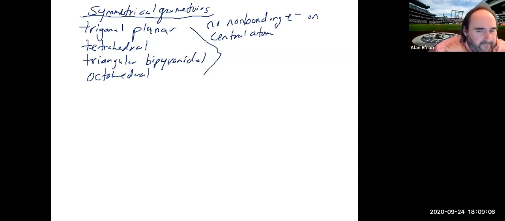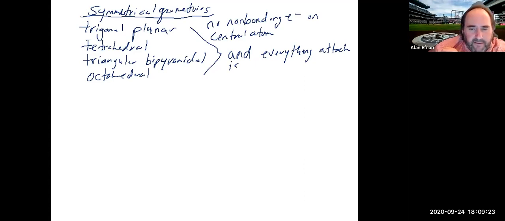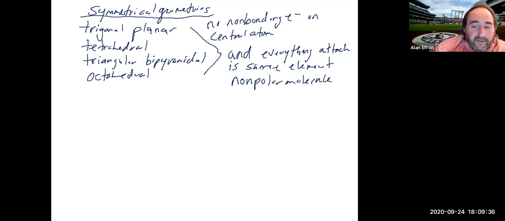They pretty much have all bonding electrons. So if you draw a Lewis structure and you have no non-bonding electrons on the central atom and everything attached is the same element, it is a pretty safe bet for you to write down that is a nonpolar molecule without having to really think any further than that.